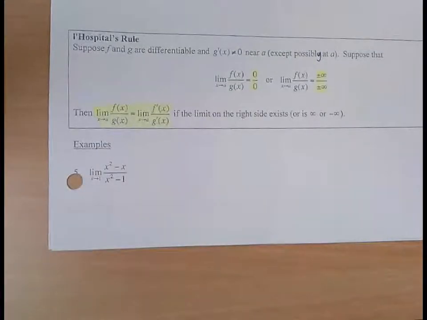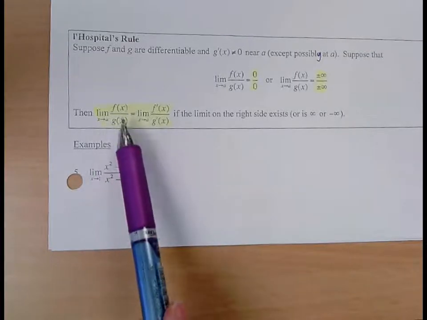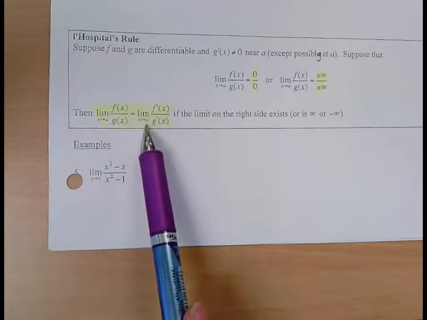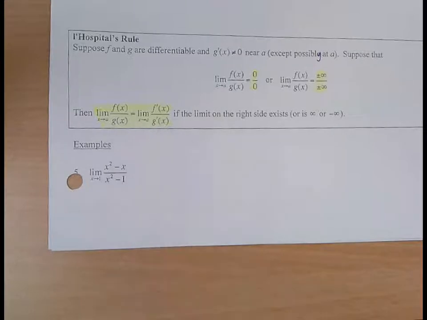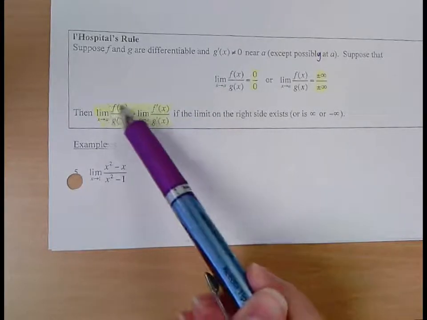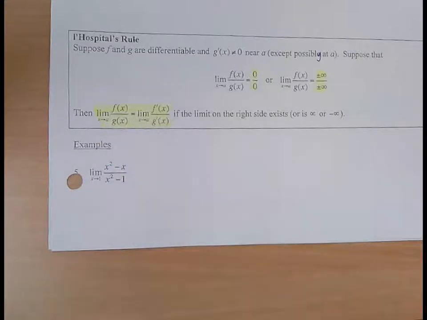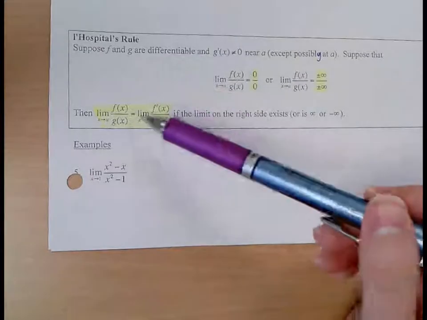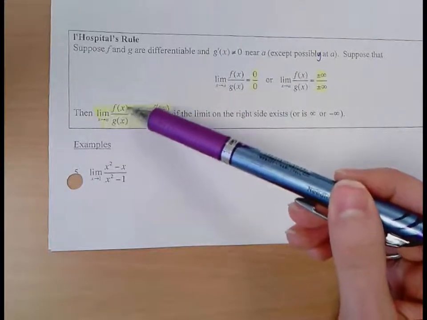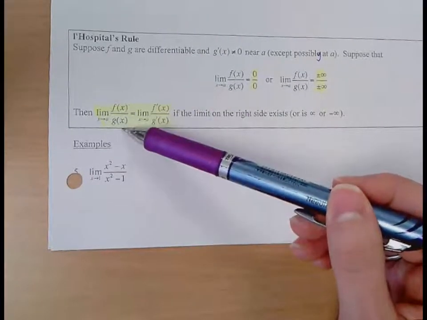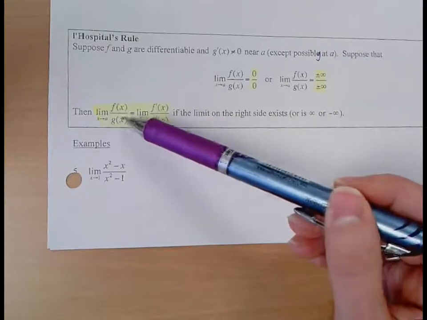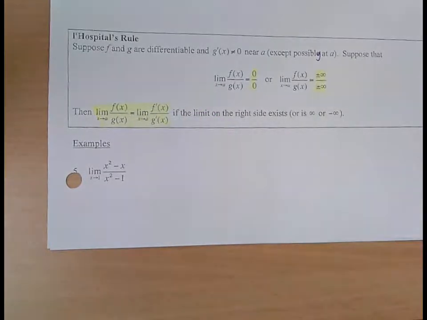It says that the limit as x approaches a of f over g is equal to the limit as x approaches a of f prime over g prime. So you take the derivative of the top and the derivative of the bottom, and then you take the limit of that quotient. And that's if the limit on the right side exists or is positive or negative infinity. What I do want to point out is you are not performing the quotient rule on f over g. You're taking the derivative of the top and the derivative of the bottom separately. It's not the quotient rule.